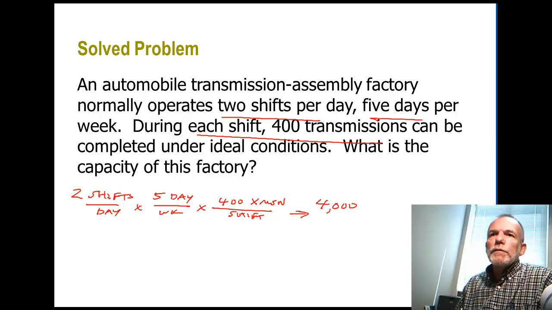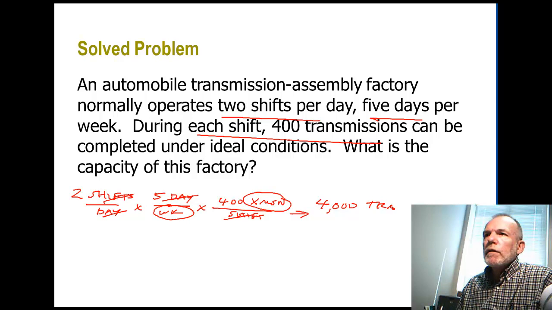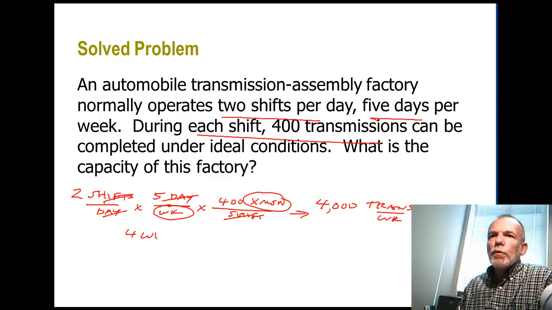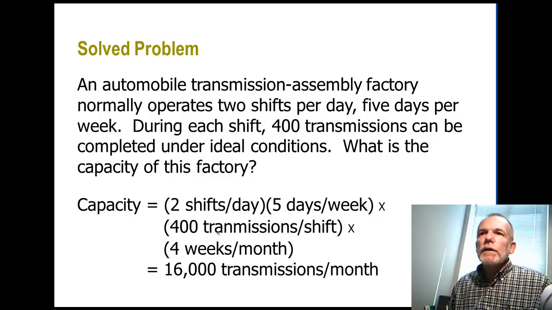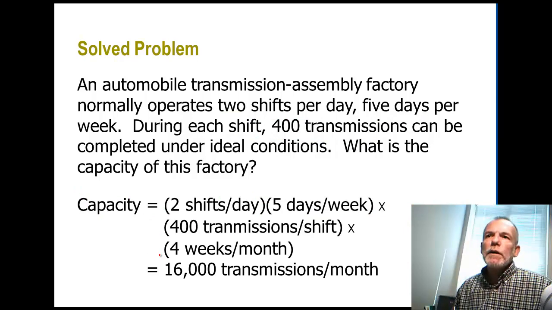But what's the unit of measurement? Well, if we keep track of the dimensions, they should cancel. So days cancel, shifts cancel, and so we're left with transmissions per week. So transmissions per week, if we assume, say, 4 weeks in a month, then we would be looking at, under ideal conditions, 16,000 transmissions per month. And you can see that on the solved problem.